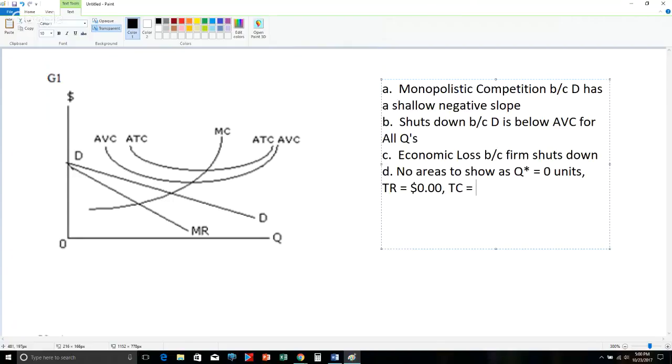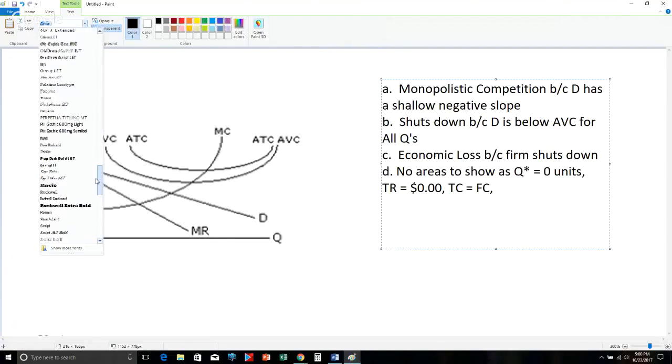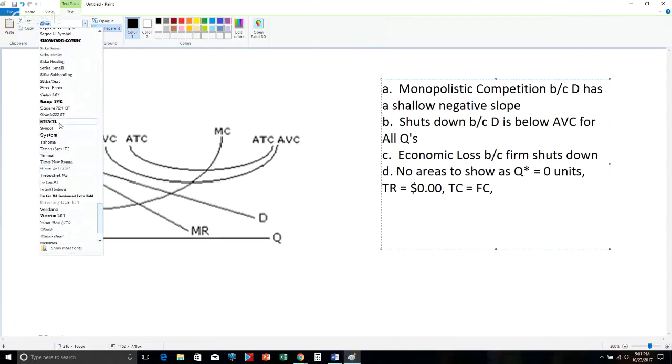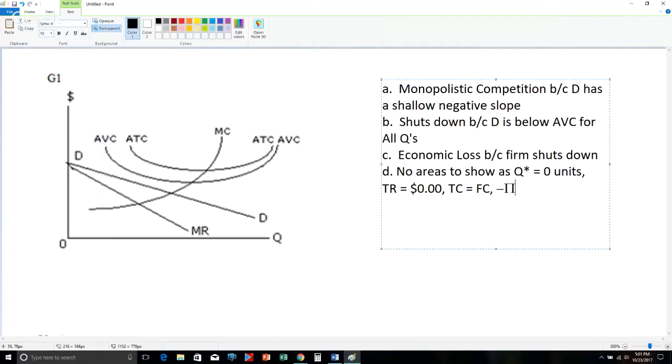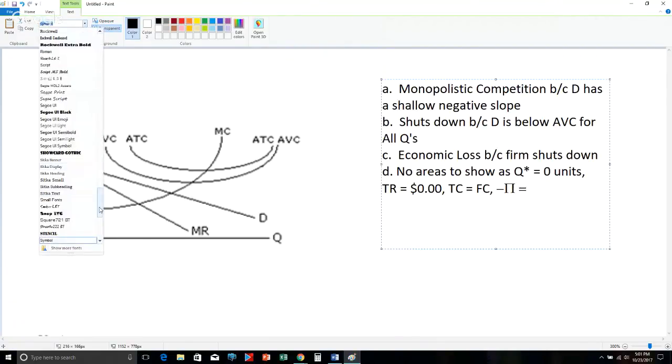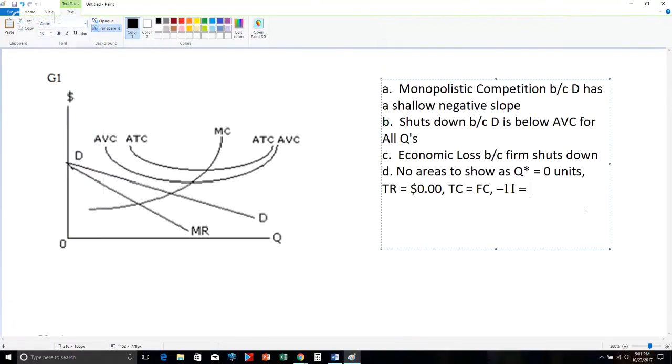Total cost is equal to the fixed cost and economic losses. I need to borrow a Greek symbol here for 1 second. One of our little deals I'm typing here is called symbol. So I'm going to go ahead and find that real quick. There we go, symbol. And then we're going to say negative pi equals, and then we go back to Calibri. Okay, pardon the font changes here. I got to do this here. Okay, Calibri. And then I got to go red. FC is a dollar value, so it's red ink round parentheses. That means that the economic losses are a negative cash value that matches fixed costs.